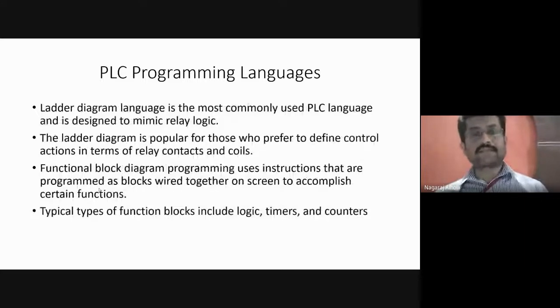Ladder diagram is the most commonly used PLC language, which is similar to a relay ladder diagram. The functional block diagram uses instructions in the form of blocks. As I told, the various types of blocks in the functional block diagram language are logic blocks, timer blocks, and counter blocks. These are some of the blocks used in the functional block diagram language of the PLCs, for the timers, for the counters, and for the various logics.